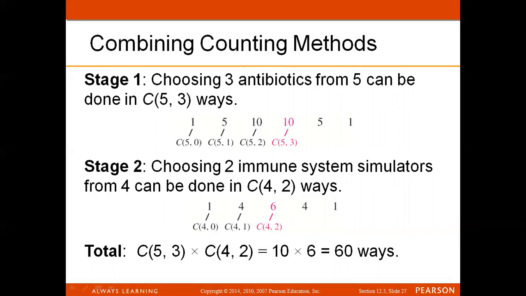Choosing 2 immune system stimulators from 4 can be done by looking at the 4th row, which has the first non-1 number of 4, and looking at the 2nd entry, again, starting our counting at 0. We have our 0th entry is 1, our first entry is 4, because it's our first non-1 entry, and then our second non-1 entry is 6. So combination of 5 choose 3 is a 10 plucked off Pascal's triangle, times the combination of 4 choose 2, which is a 6 plucked off of Pascal's triangle, which is 10 times 6, or 60 ways.